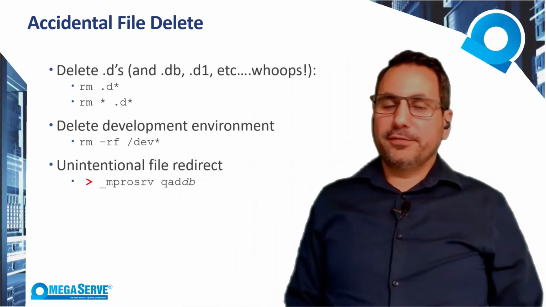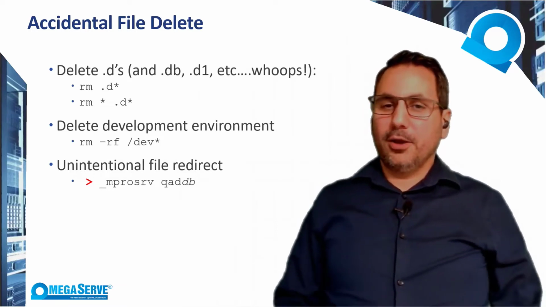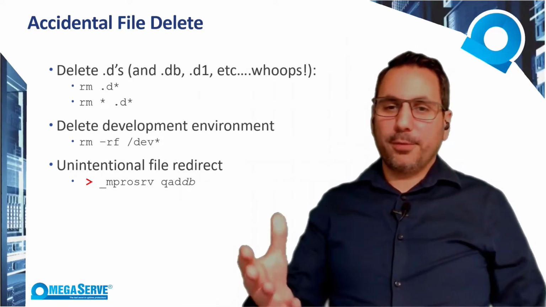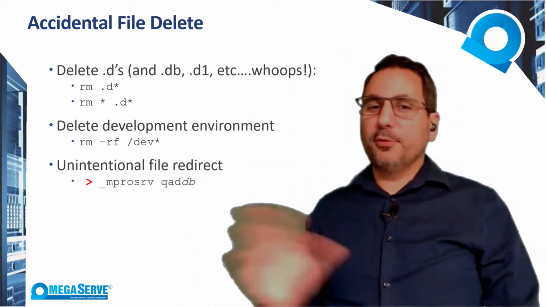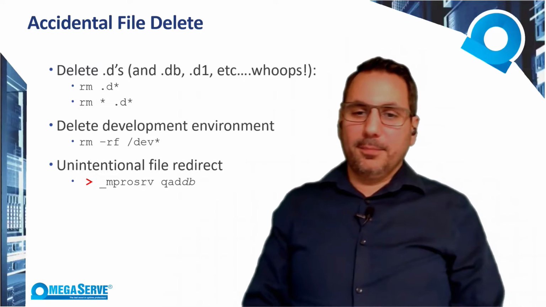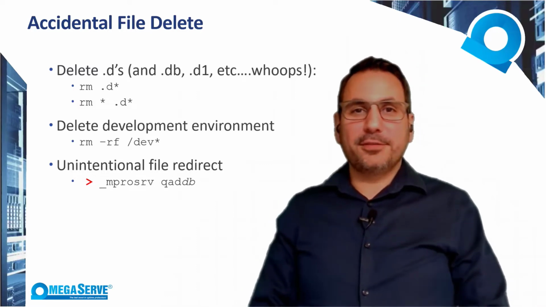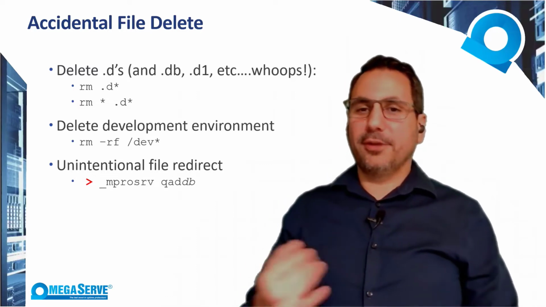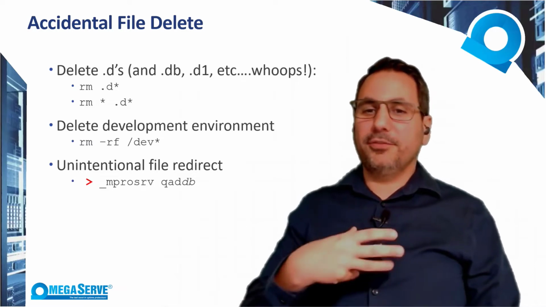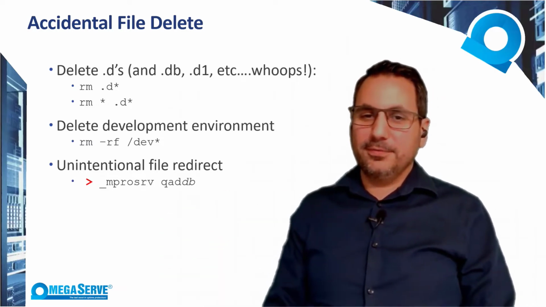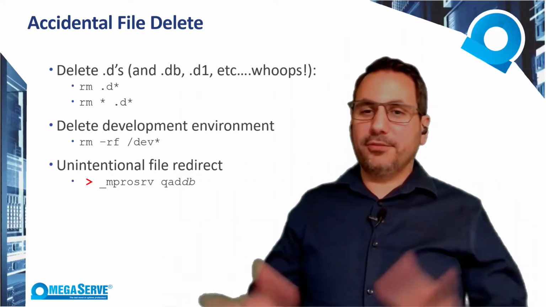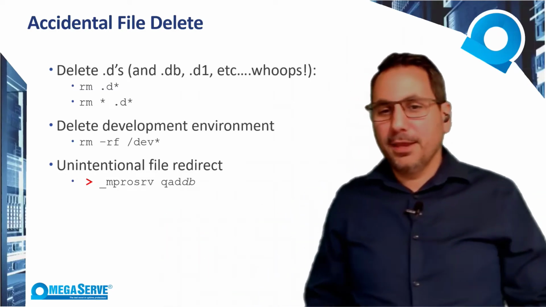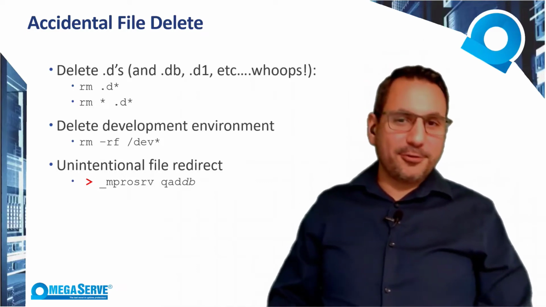So over here, the intention was to remove all the .d files. So we recently performed a dump, and we're finished with that dump. We have our .d files. Let's remove our .d files. But whoops, we happen to be in the database directory, and we erased the .db, the .d1, and basically all your database extents are gone. So the good news is you have a bunch of free space available that you didn't have before. The bad news is that you just deleted your database.